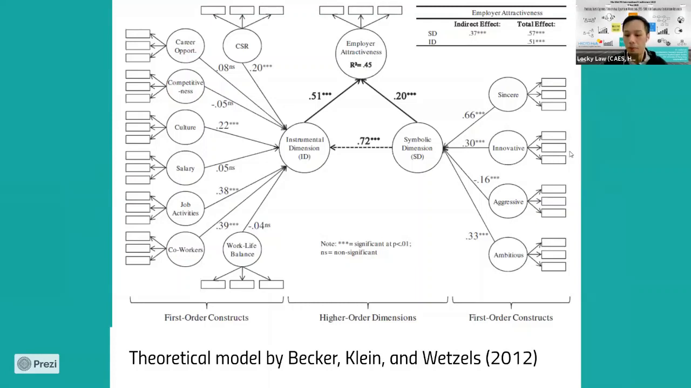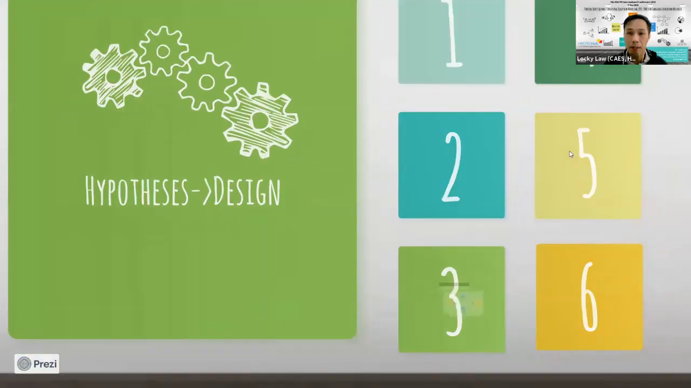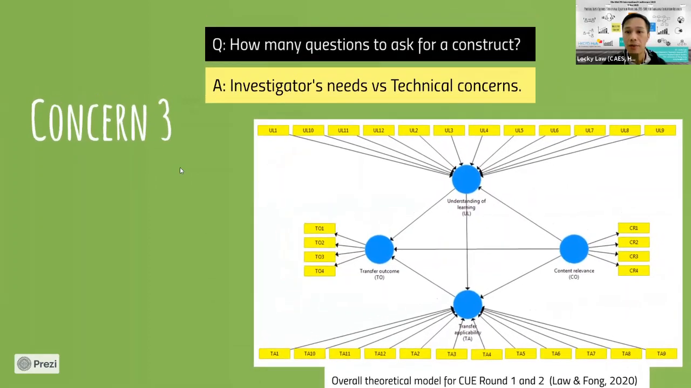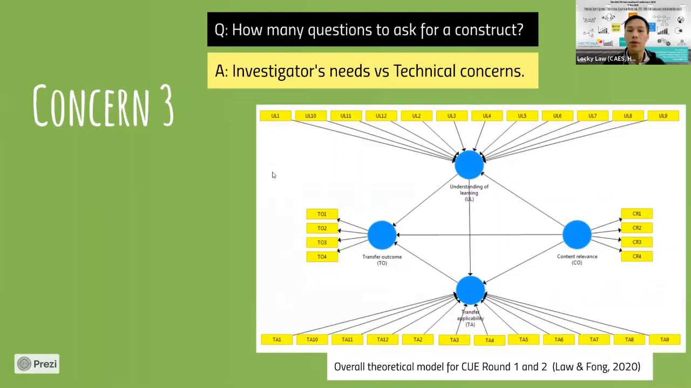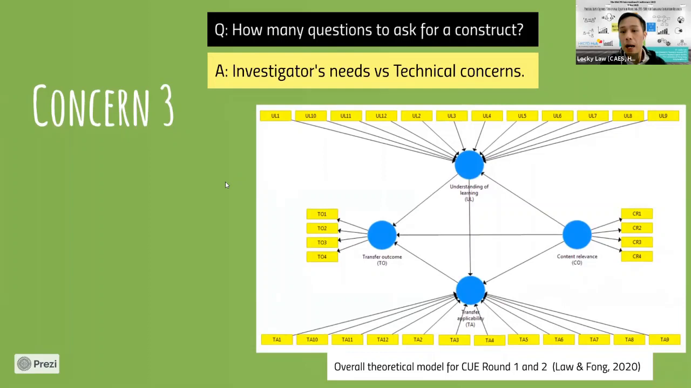Okay, so it can be very complex when using this particular PLS-SEM approach. Right, so we are moving on to concern 3. How many questions to ask for a construct? Now, there are 2 main concerns here. One is the investigator's needs, because for a researcher or an investigator, how many questions does one ask?